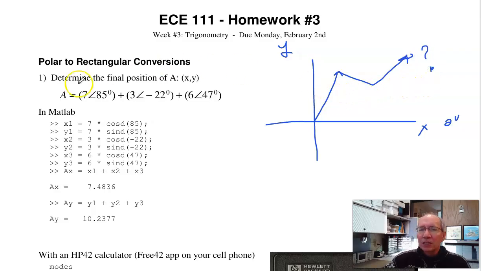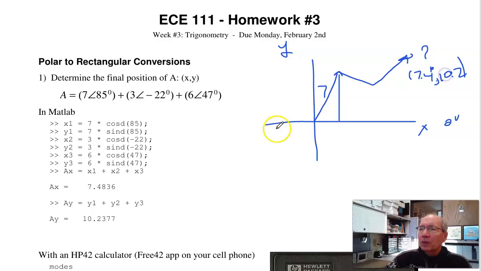Well, one way to do that is to pull out the x's and y's. The x's add and the y's add. For the first vector, the x-coordinate is r cosine theta, 7 times cosine of 85. And here in Matlab, cosine d is cosine in degrees. Cosine is just cosine in radians. So anyway, this is the xy coordinate of the first vector. The second vector, pull out the xy coordinate. The third vector, pull out the xy coordinate. The x's add and the y's add. So that's where I wind up, at 7.4x, 10.2y.